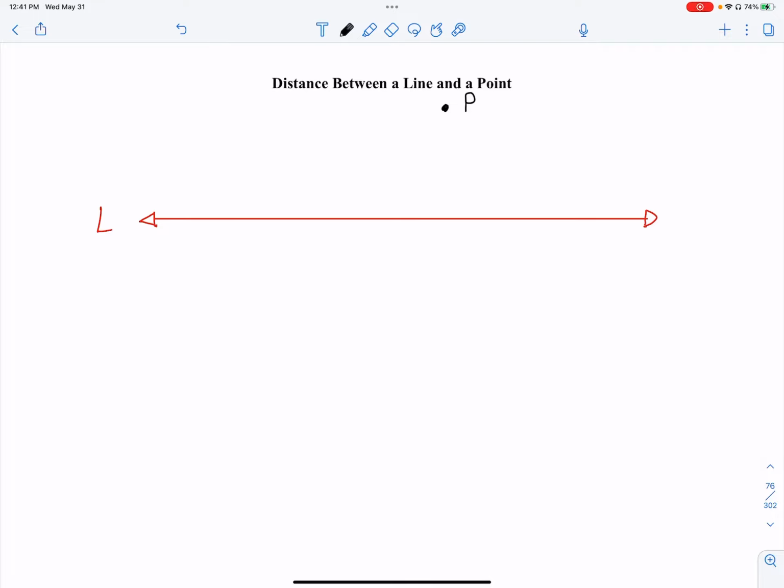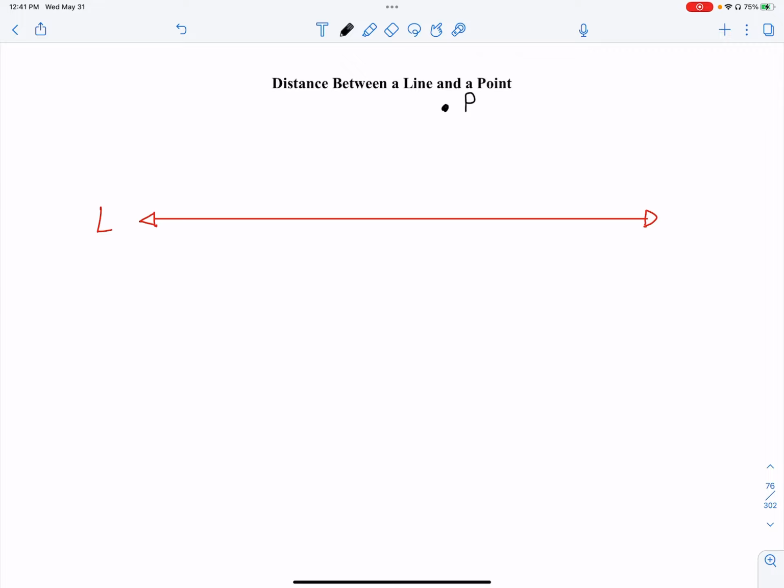In this video, we are going to continue our discussion of planes, lines, and points in 3-space by asking ourselves how to find the distance between a line and a point. So on the screen, I have a point and I have a line. We're going to do some analysis to come up with a formula here.